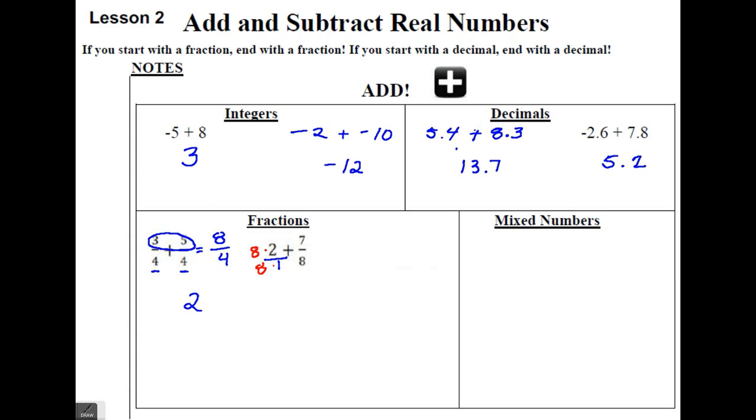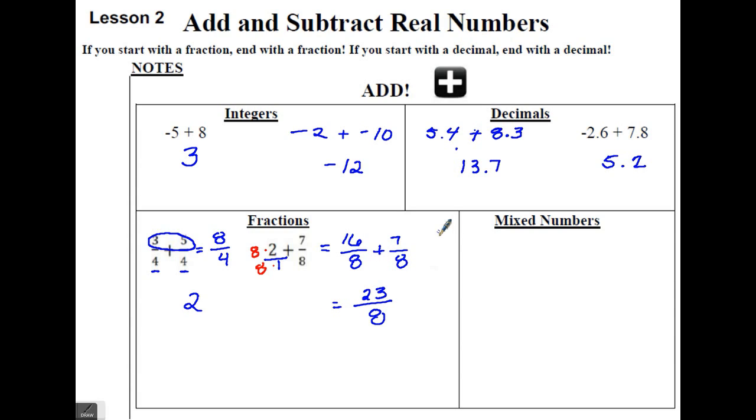So if I rewrite this, 8 times 2 is 16, 8 times 1 is 8, plus 7/8. Now we have the same denominator. We're going to do the same process we did over here. We leave the 8 by itself on the bottom. And then we're going to add 16 plus 7, which is going to be 23. Now we can't reduce this anymore, so that would be our final answer.